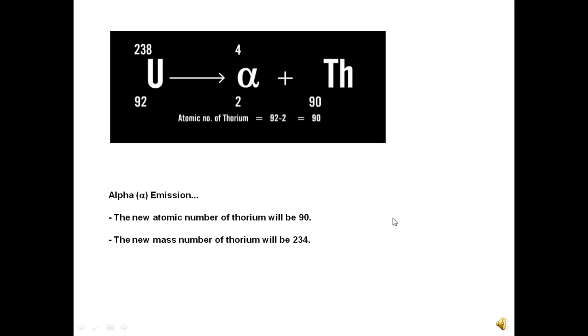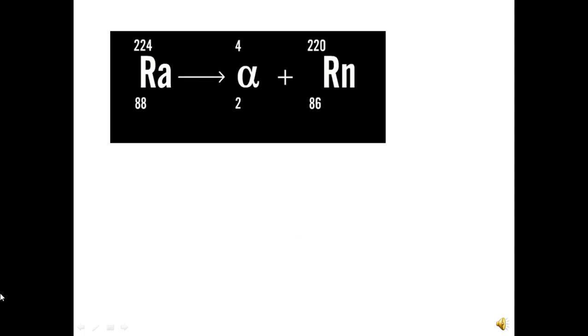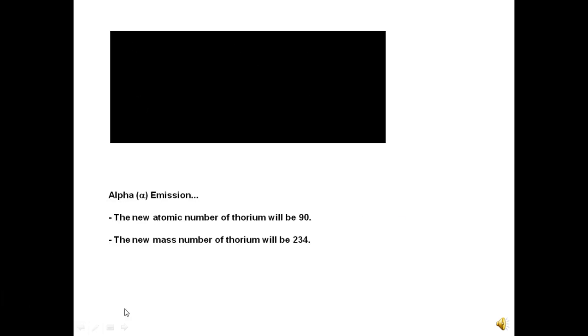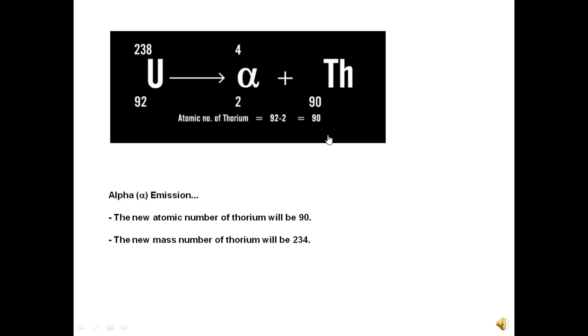So thorium then, atomic number of 90, mass number of 234.